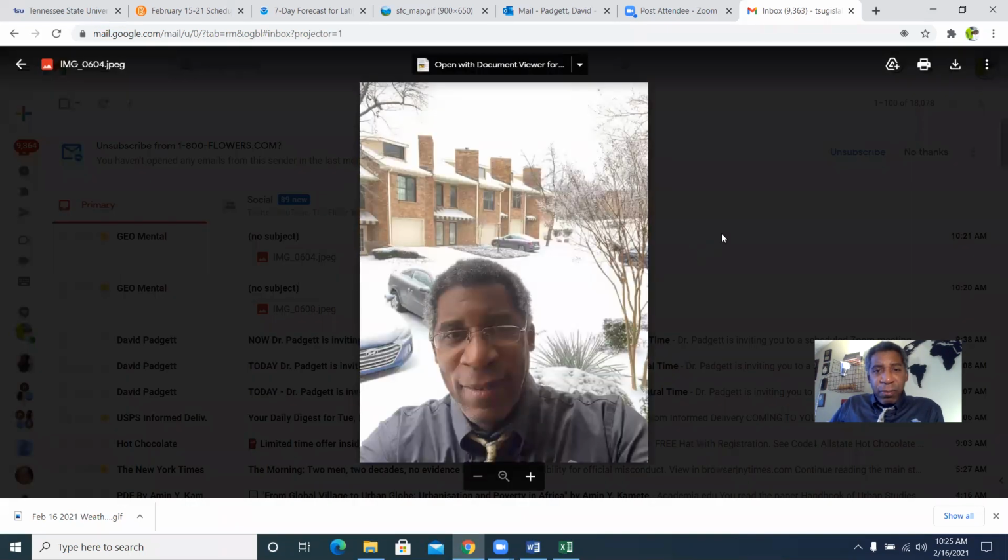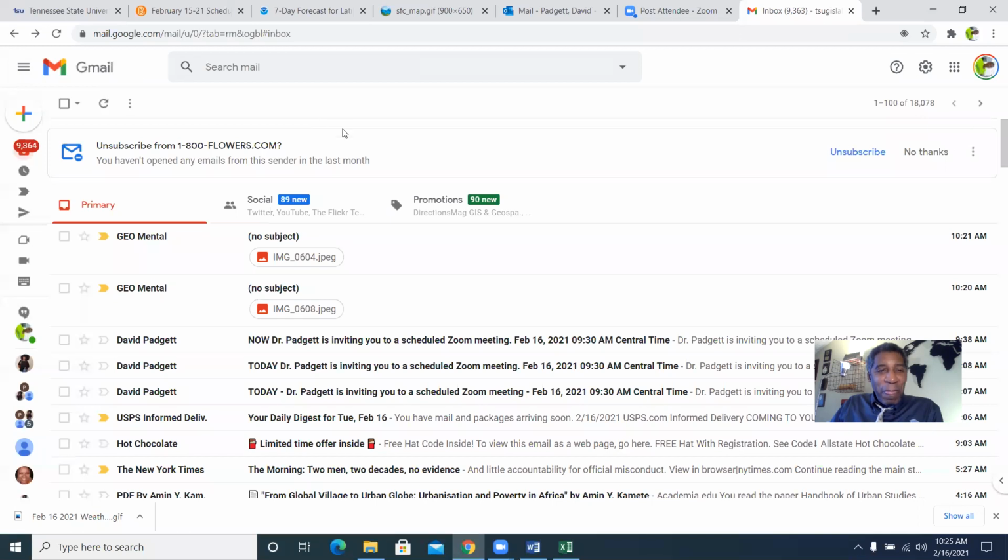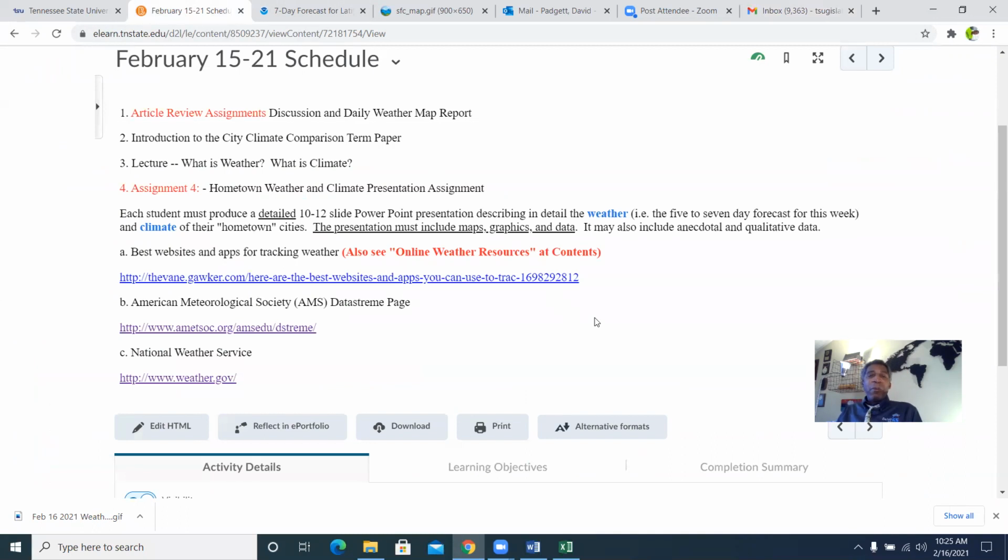So here's another view out front. And so in Nashville, we're just not prepared for these kinds of conditions. So there's not going to be a snow plow coming down here. There's not going to be a salt truck. Just have to wait for Mother Nature to take care of that. So when you develop your PowerPoint presentation, just 10 to 12 slides, and yes, we will figure out how to do these presentations asynchronously.